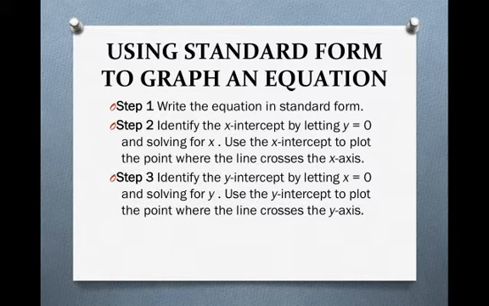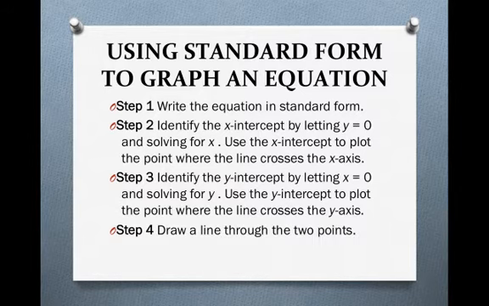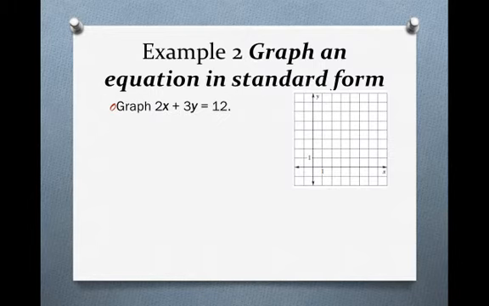For step 3, identify the y-intercept by letting x equal 0 and solving for y. So you're going to have an ordered pair that's 0 and then some particular y value. Use the y-intercept to plot the point where the line crosses the y-axis. Draw a line through the 2 points.